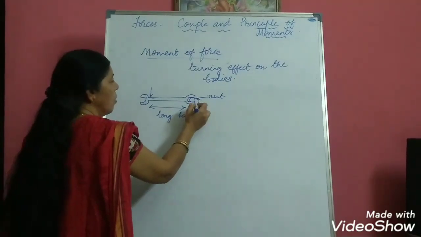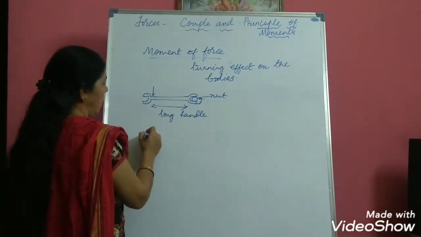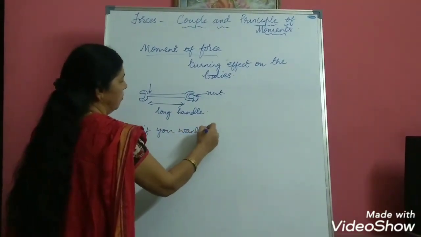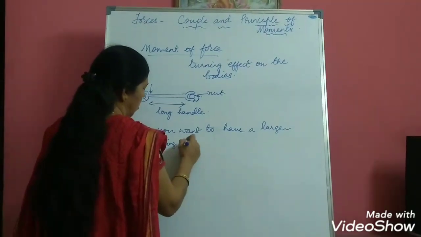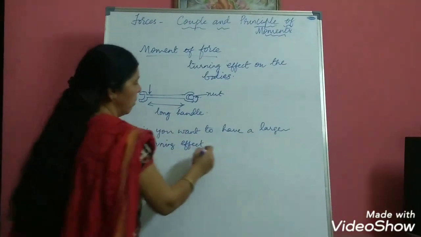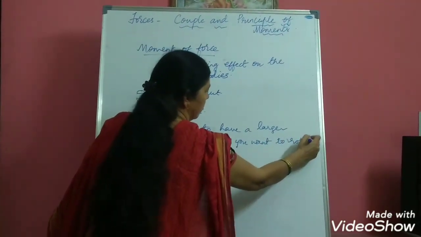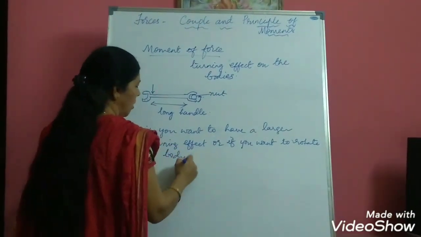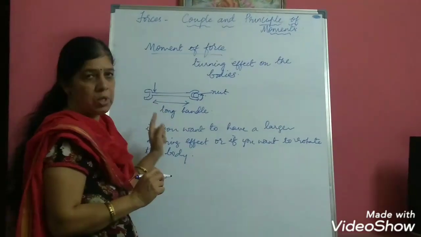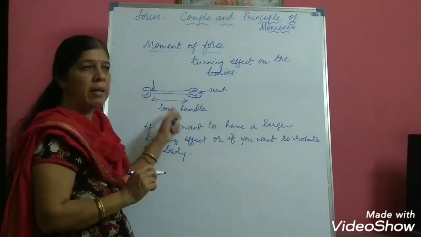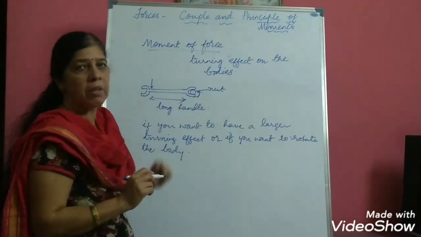Now, here we are discussing only about turning effect. The body will have a turning effect. But if you want to have a larger turning effect, or if you want to rotate the body, then in this case, one force is not enough. You have to apply two forces, and these two forces must be equal in magnitude and they must act parallelly on the same body, and these two forces must be acting at two different points on the body.